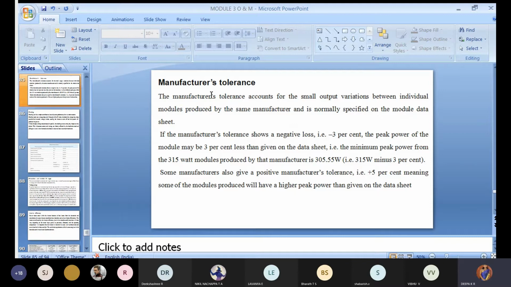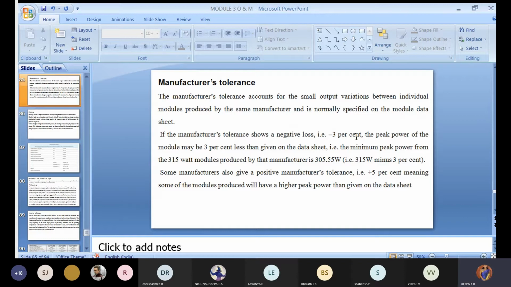Here also it is the same thing: manufacturer tolerance accounts for the small output variation between individual modules. This varies with respect to places or countries. One particular company will give modules with +3, another company will say -5. I think these are the two standards they are using, and this was given in this book.